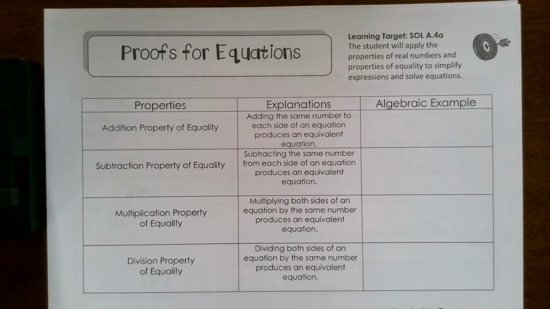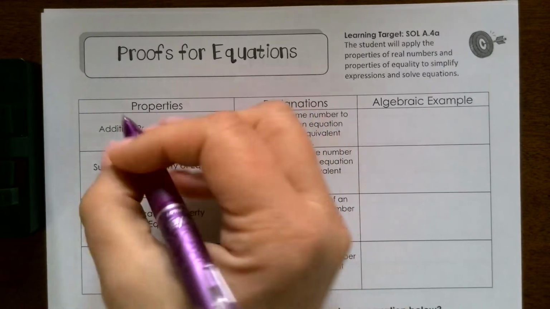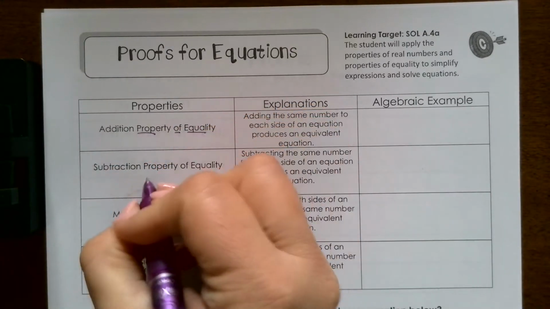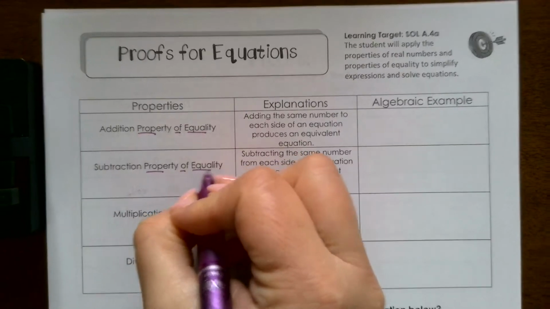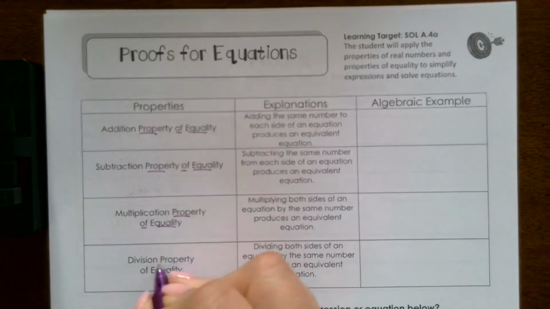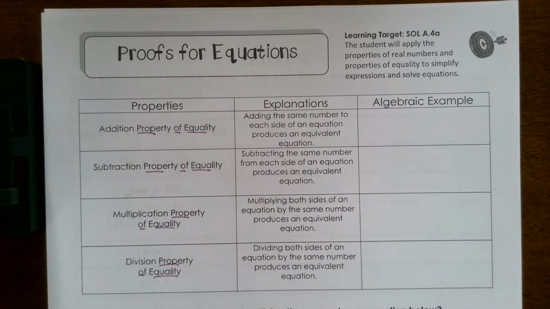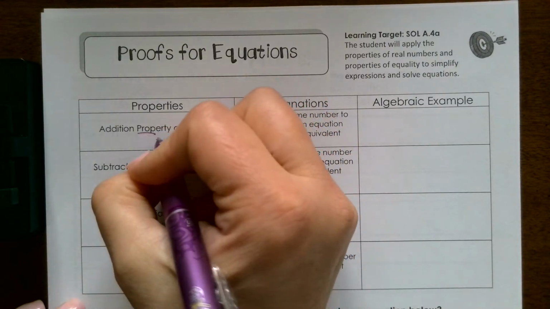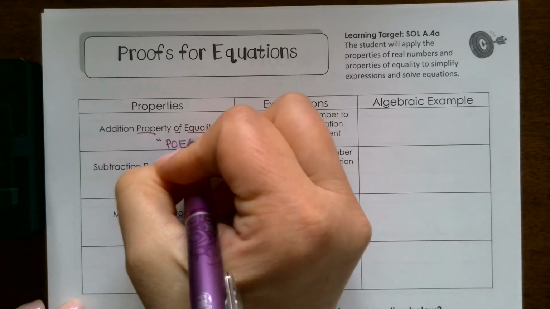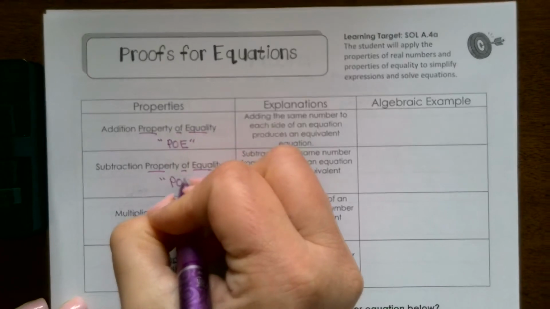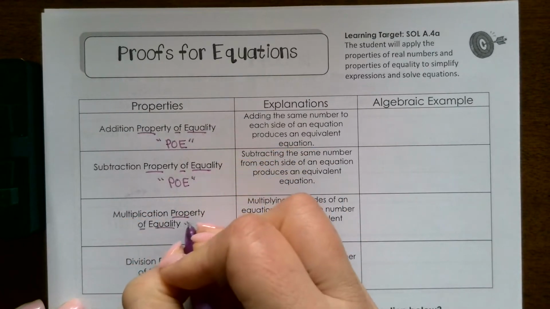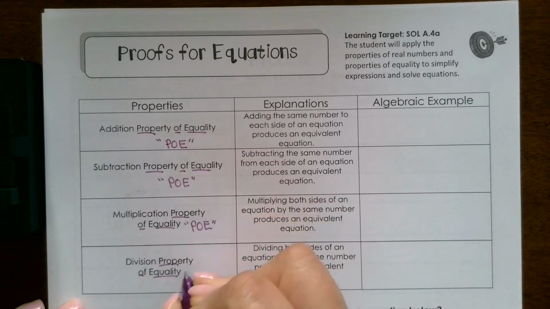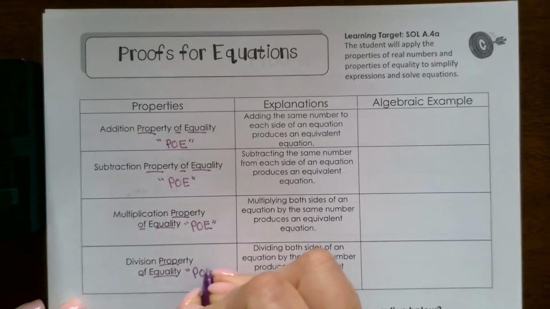In this video, we're going to be talking about proofs for equations. We are focused on pages 7 and 8 of your Algebra 1 Quarter 1 notebook. So we've got 4 properties, and you're going to see they all end with the same 3 words: property of equality, property of equality, property of equality. I do like to abbreviate, so I am going to write these as POE every time I refer to them in the work we do.